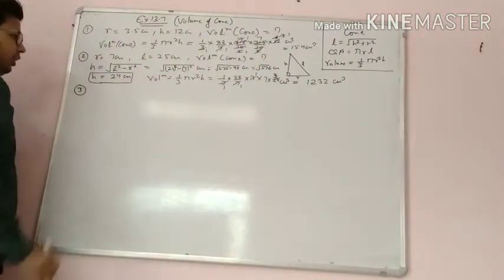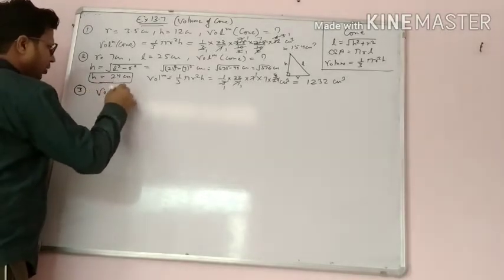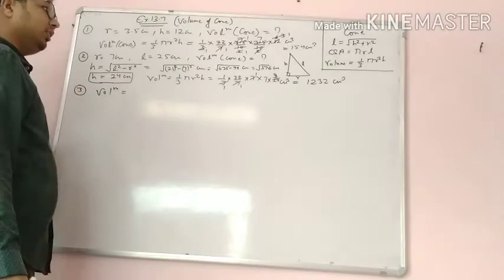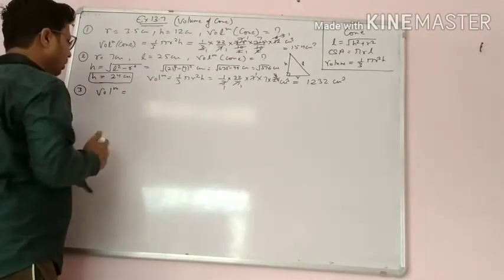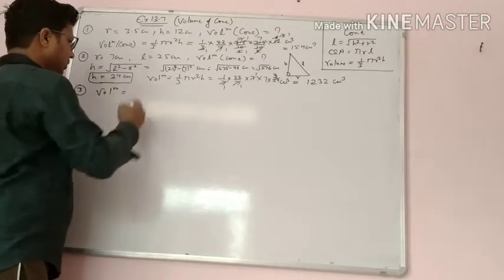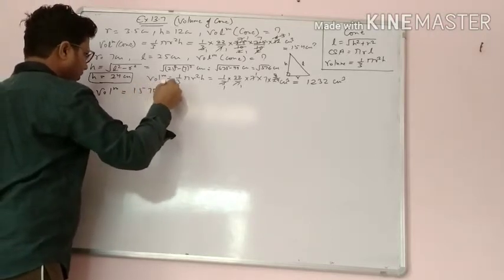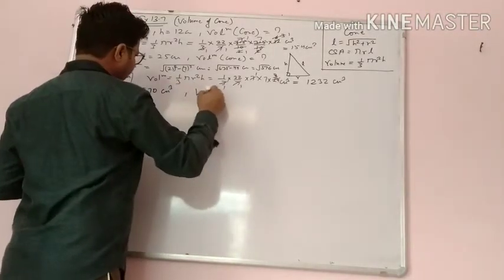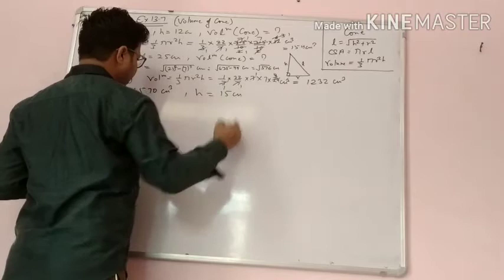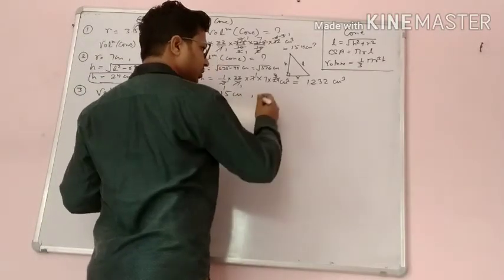Third, in that the volume is given. What is given? Volume. The volume of the cone is 1570 centimeter cube. Height is equal to 15 centimeter. Then find out the base radius.